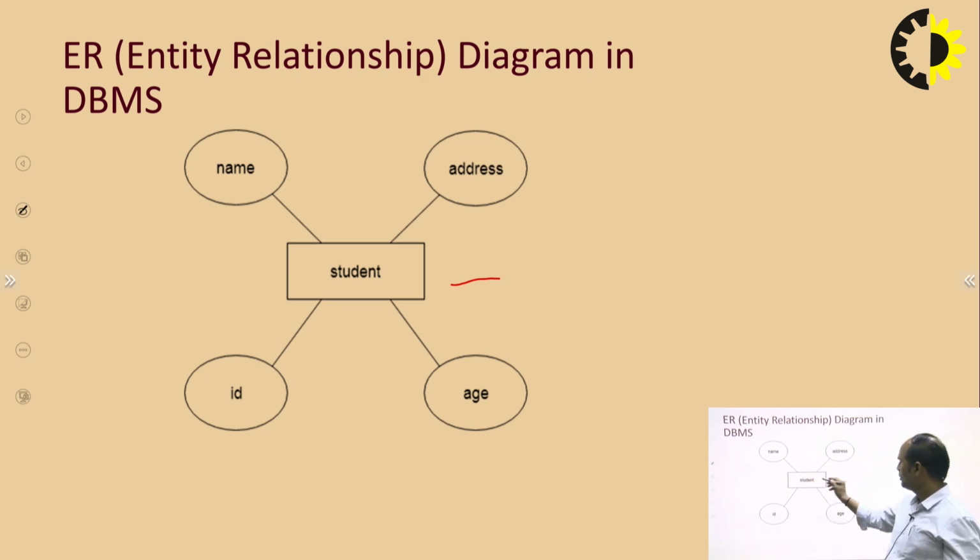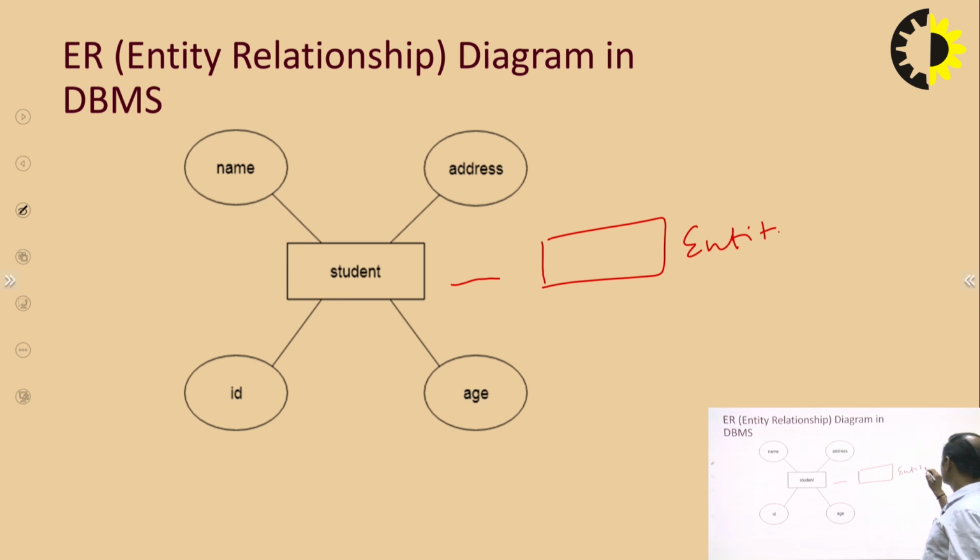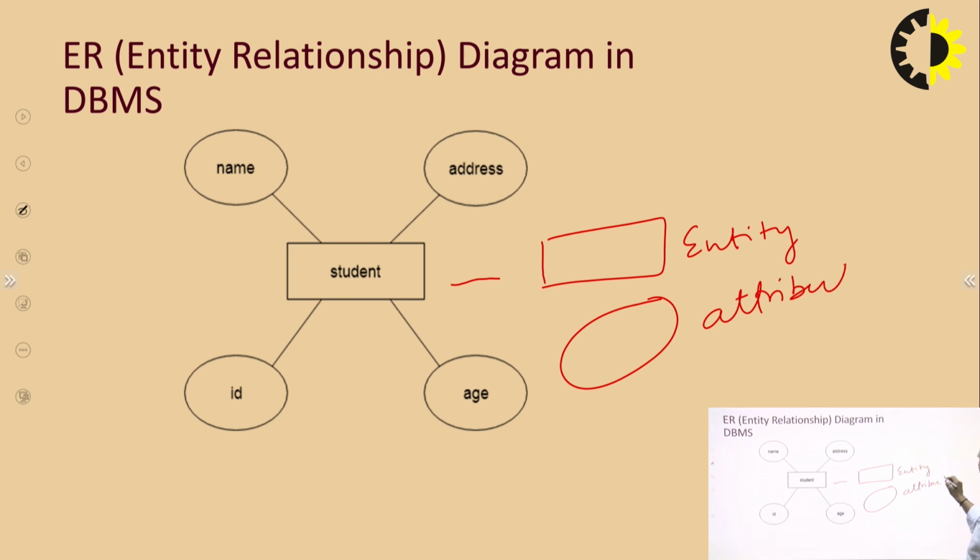We can draw by using this. This is for the entity and this is for the attribute. The rectangle shows the entity and the oval shape shows the attribute. We can easily map this to draw the student entity relationship diagram.